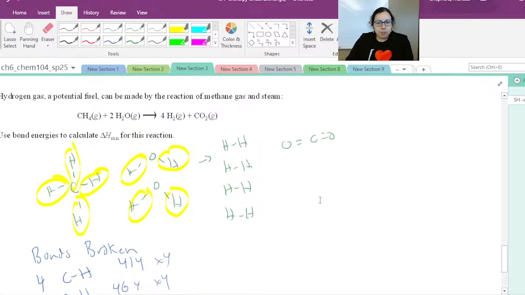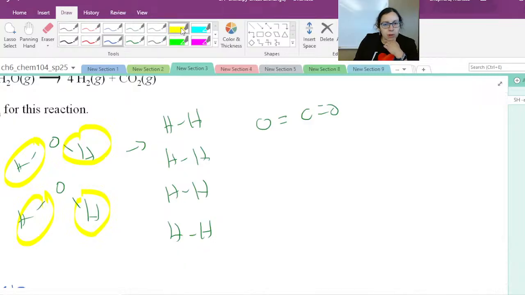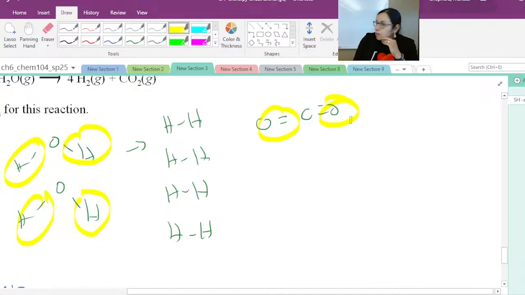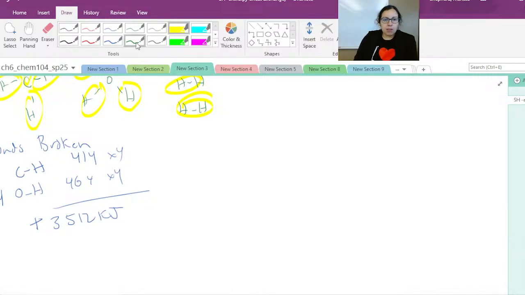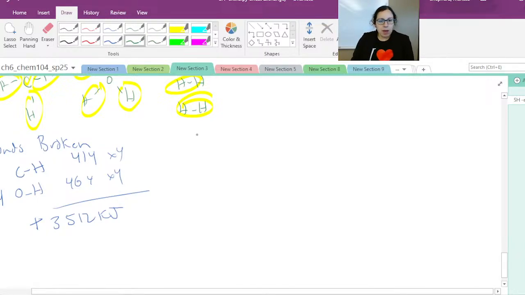And so now we just kind of have to repeat that. So again, like it was mentioned, we're going to make this new CO compound. So we have 2 CO double bonds and then 4 HH bonds. So now let's figure out how much we got back from our bonds formed.